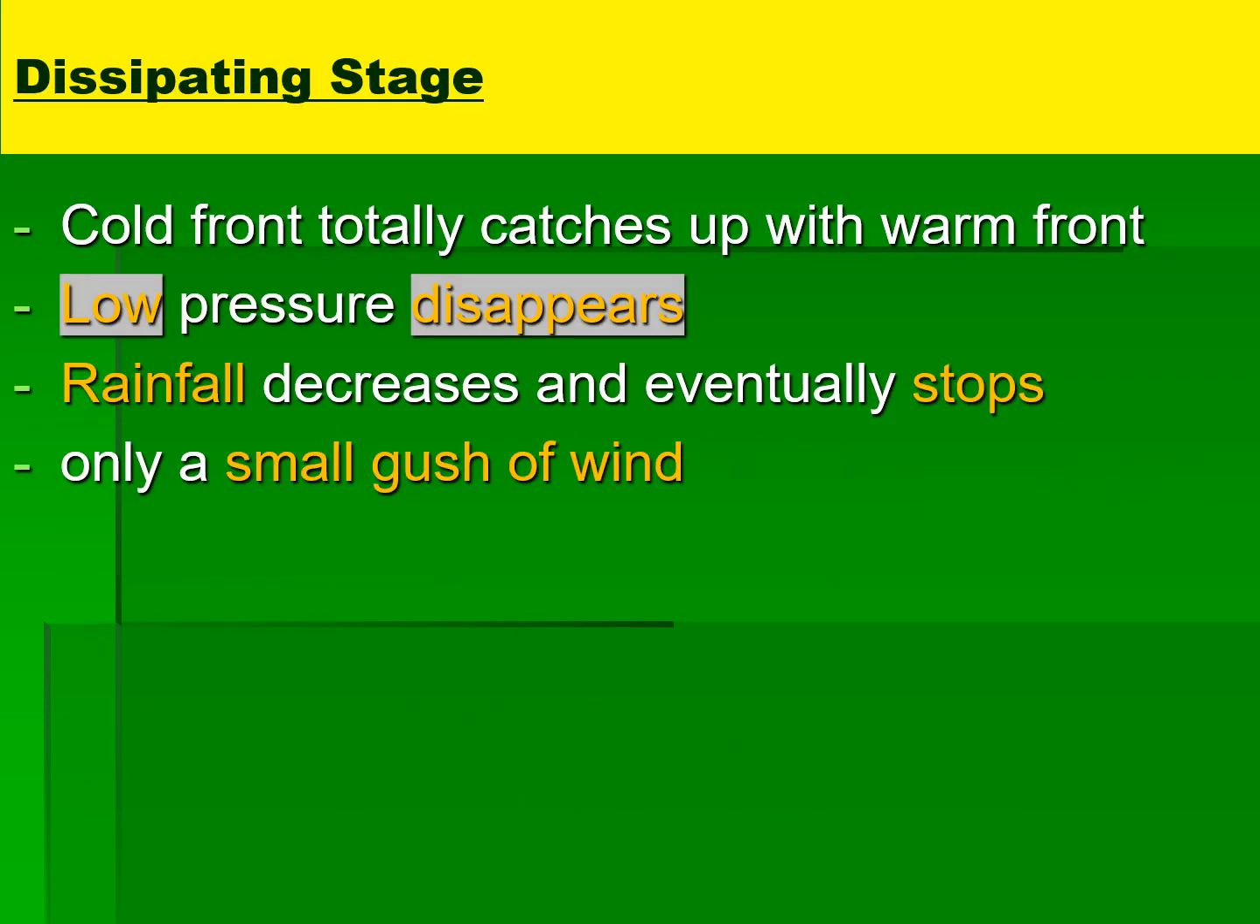In the dissipating stage, or the final stage, we find that the cold front totally catches up to the warm front. At this stage, we find that the low pressure disappears as the pressure starts rising at the center. Rainfall starts to decrease, and at some stage the rain will stop falling, and all that is experienced is a small gush of wind at this point.